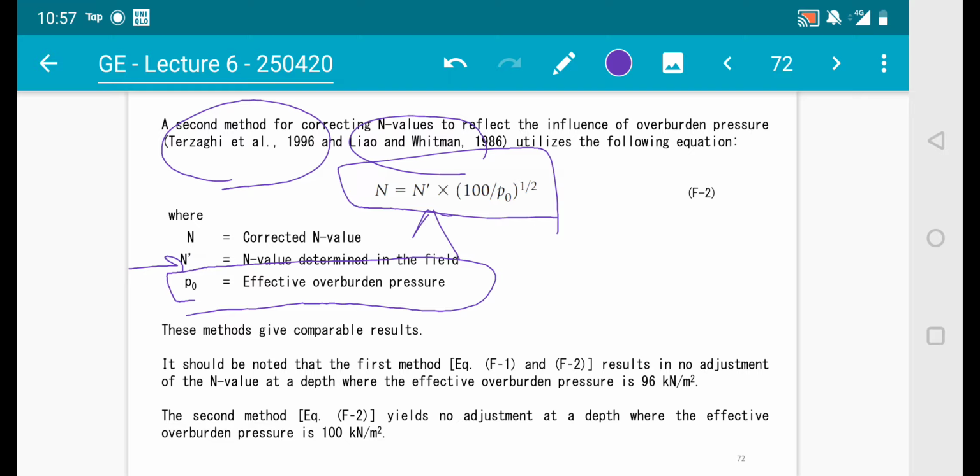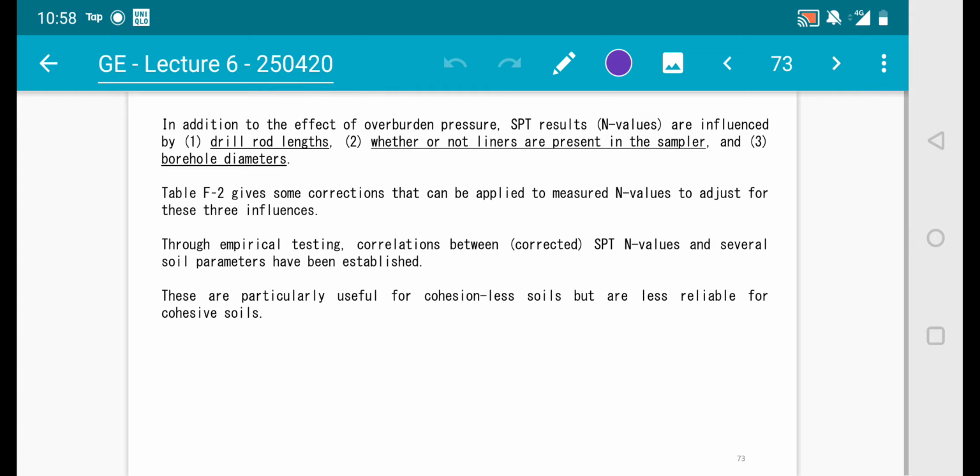It should be noted that the first method, which is equation F1, results in no adjustment of the N value at the depth where the effective overburden pressure is 96 kilonewton per meter square. So you can replace this and check. Now the second method, which is equation F2, yields no adjustment at the depth where the effective overburden pressure is 100 kilonewton per meter square. So you place 100, so there's no adjustment on the depth.